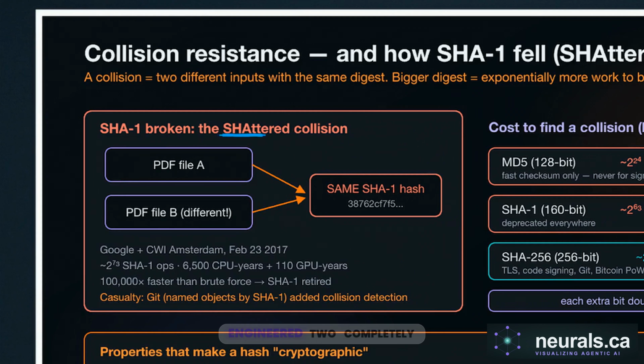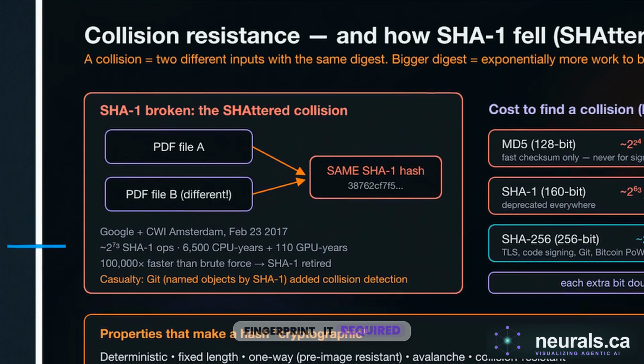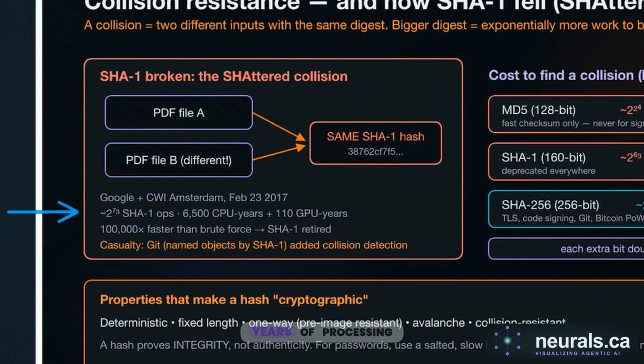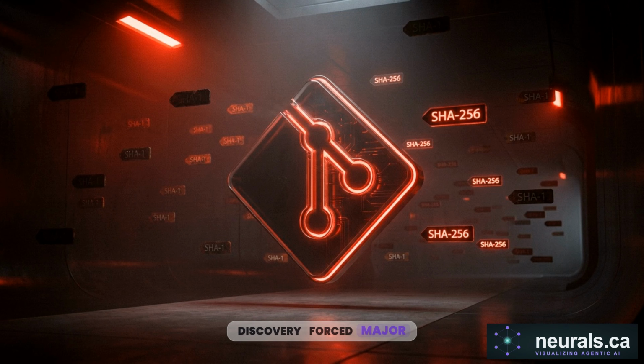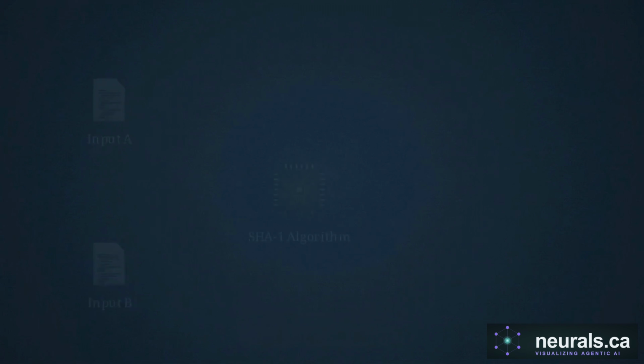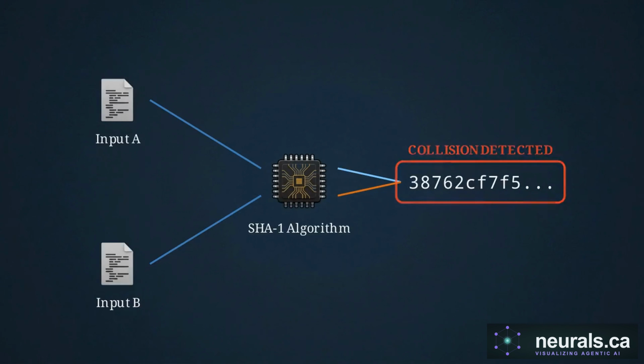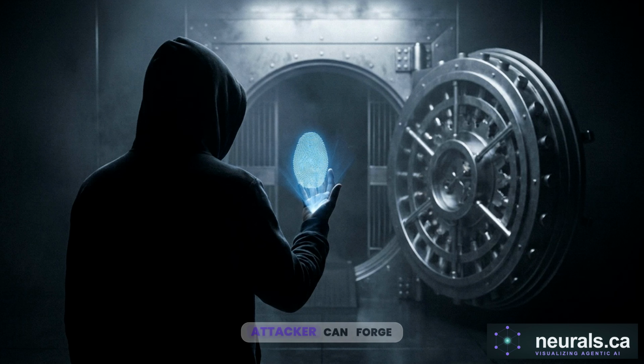Researchers engineered 2 completely different PDF files that produced the exact same SHA-1 fingerprint. It required over 6,500 CPU years of processing, yet was 100,000 times faster than brute force. This discovery forced major systems, including Git, to begin a massive migration. When 2 different inputs produce the same output, it's a collision. If an attacker can forge a duplicate fingerprint, the absolute certainty of data integrity is gone. The system can no longer be trusted.